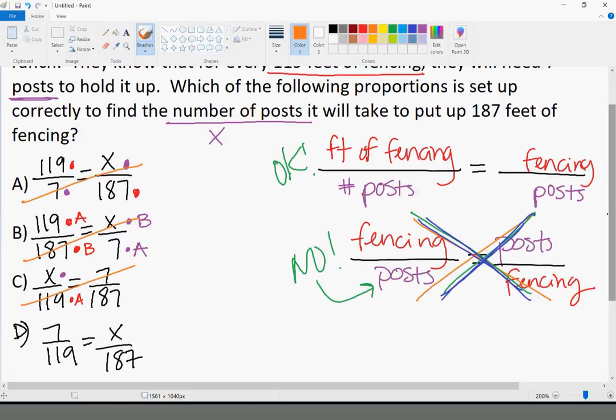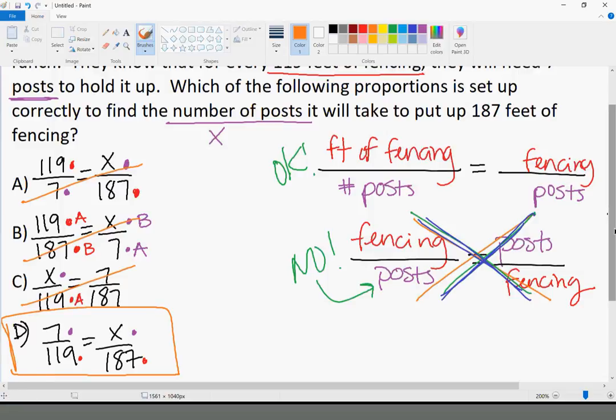Let's look at D. So 7 over 119. So this is the number of posts over the amount of fencing. Good. Equals X, the number of posts. Good. Over the other amount of fencing. So this one lines up good. So the answer choice here is D.